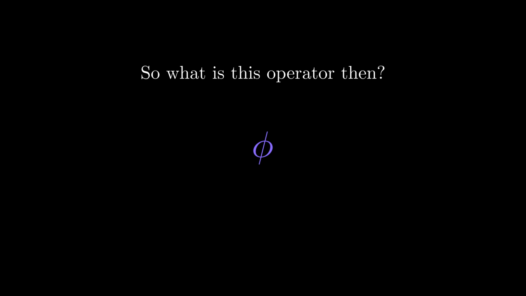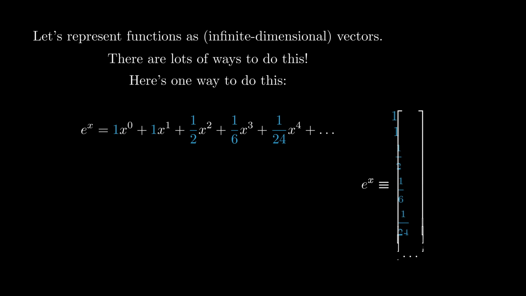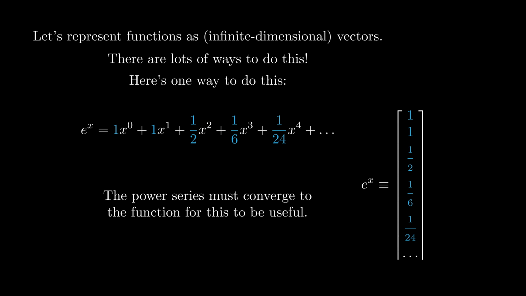Okay, so what is this magic phi operator? To understand it better, we need a bit of setup. Firstly, we need to understand functions as infinite dimensional vectors. This shouldn't be too intimidating because we've actually already done this. There are lots of ways to represent functions as a vector. For example, write a function as its Taylor series, the infinite polynomial. Collect its coefficients, and those values are the values of the vector. And this is why the function has to have a power series that converges to the function. Otherwise, the power series wouldn't represent the function, defeating the purpose, which doesn't help us.